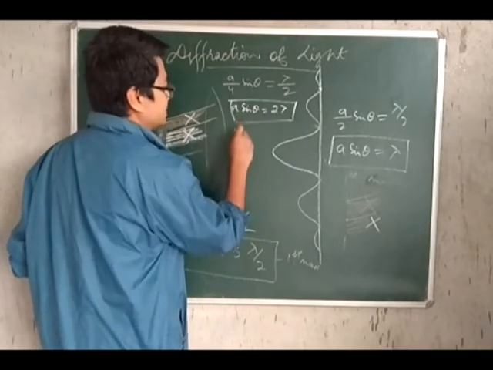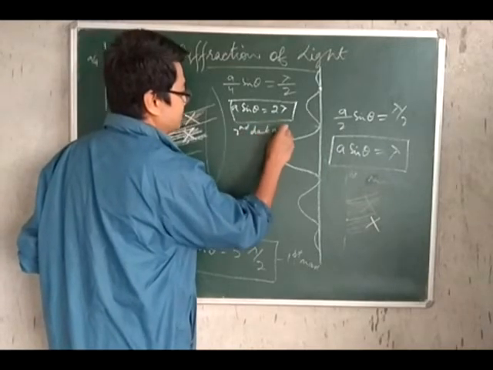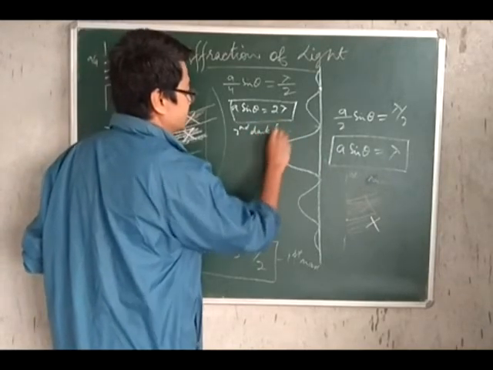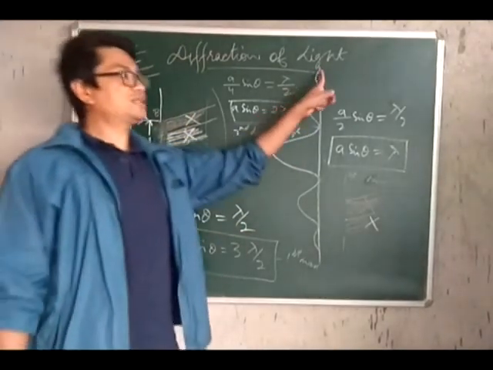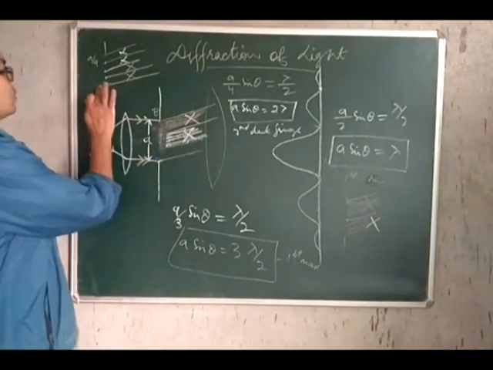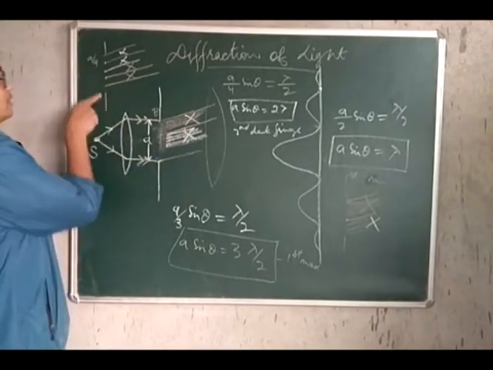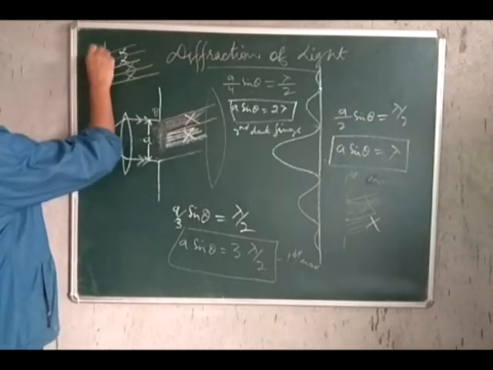This is for the second dark fringe, or second minimum. In order to understand the first maximum, we divide the slit into 5 equal halves now. We have one more slit over here, one more slit, each of width a by 5. That is how we understand.